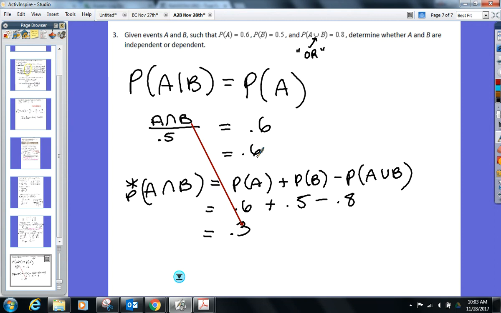Well, here's the problem, though. I don't know if they're independent. If they were actually equal to each other, yes, you are correct. But if they're dependent, then you'd always get that they're independent, right? Okay, I like it. What are you guys figuring out here? 0.3 divided by 0.5 came out to be 0.6. So what do you notice? A and B are independent of each other.